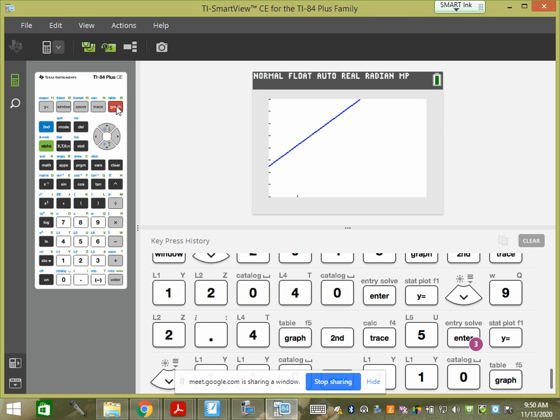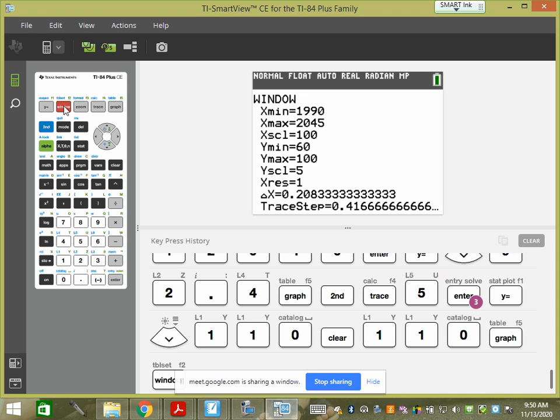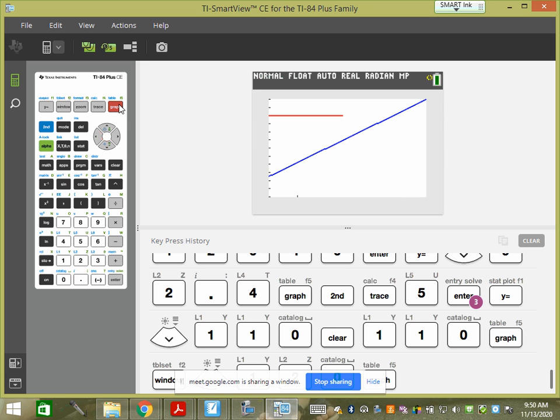Your window has to contain the data that you're looking for. You're looking for a Y of 110. And if you look at my window, my Y is between 60 and 100. 110 doesn't exist in my window, does it? So I have to go down to my Y max and make it be at least 110. I make it be 120. Now can I see where they intersect?